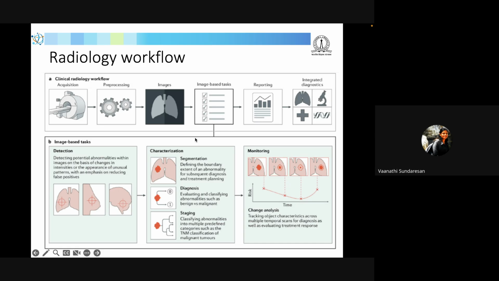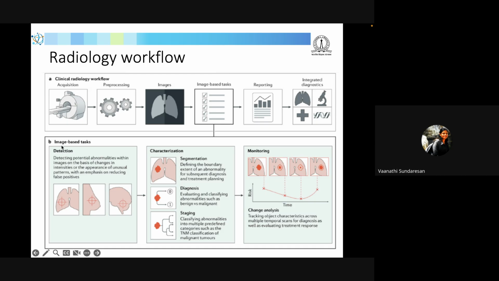This is what I'm going to mainly focus on in this talk, and it helps in reporting the different aspects of the image, right from their quality and usability, to the signs, the biomarkers or the lesions that are present in the image, the anomalies, and how to quantify them. All that goes into the reporting, which can finally be used for the integrated diagnostic process.